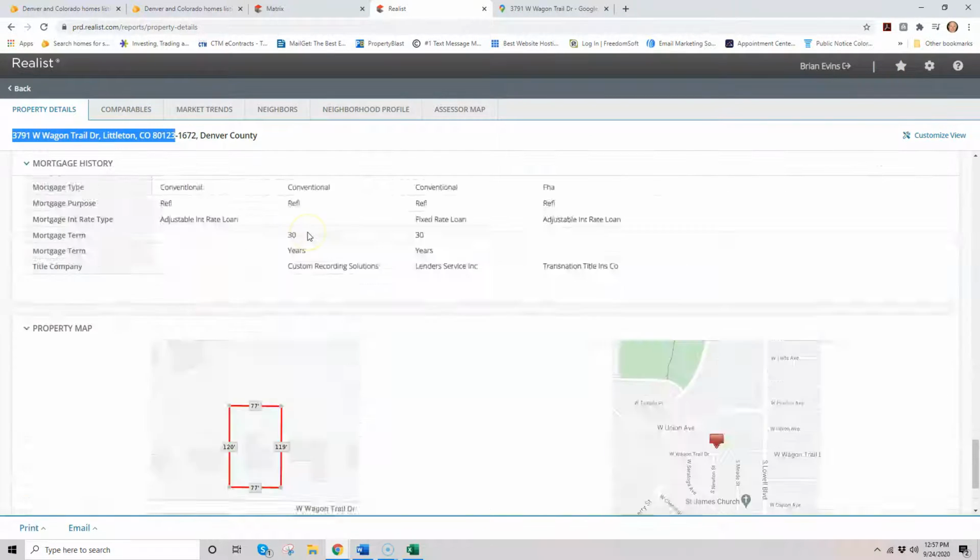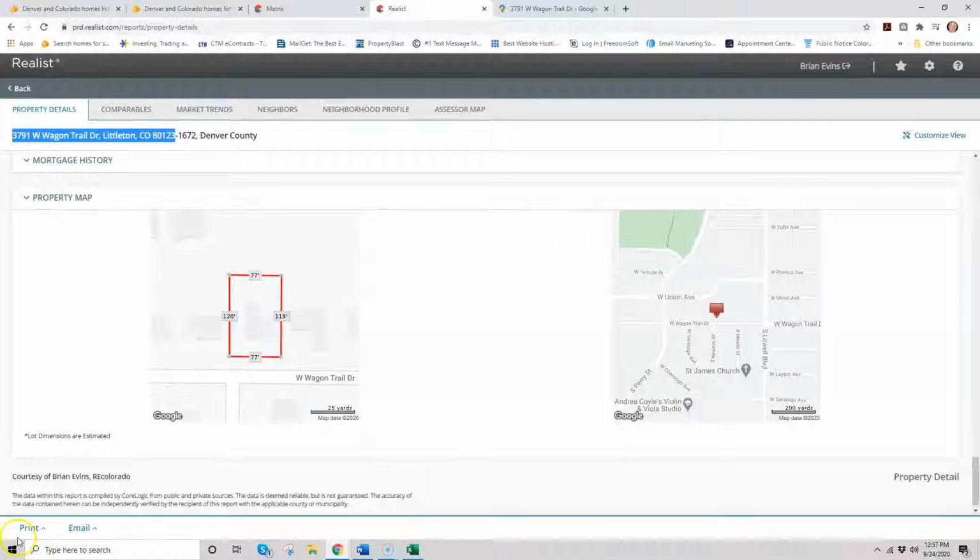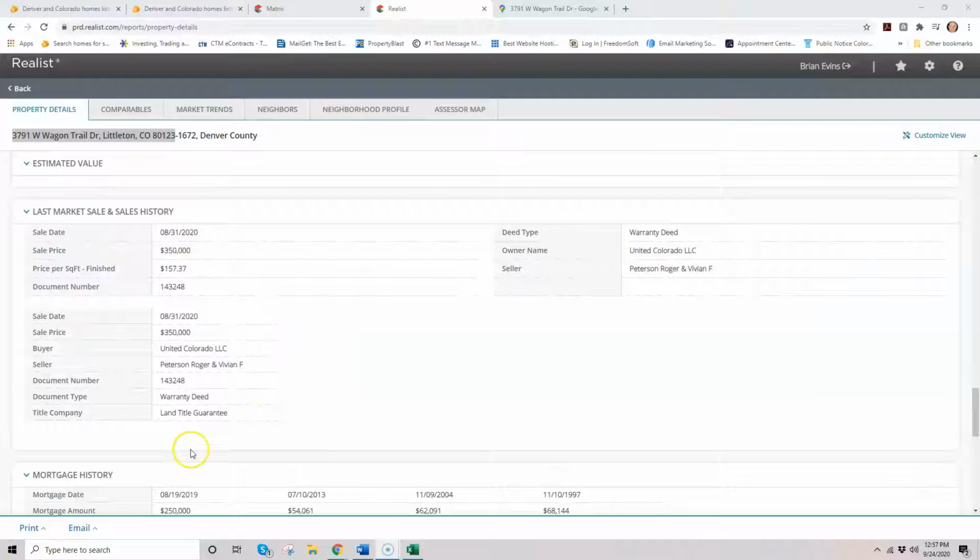I wonder if, let me pause this, take a closer look at it. So this one, I'm not entirely sure what they did with this property. Looks like they bought it. So this United Colorado LLC is New Western. That's their company name they hold these properties in. I think they're holding it, and I don't know if they've resold it already. So I'm gonna take a closer look.